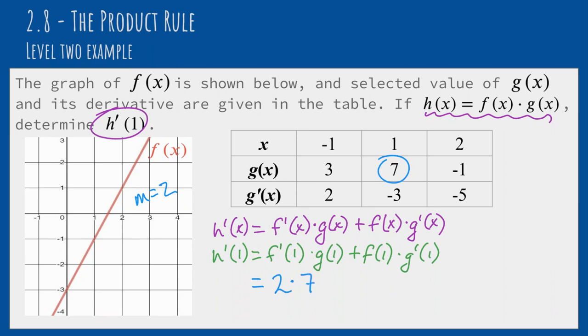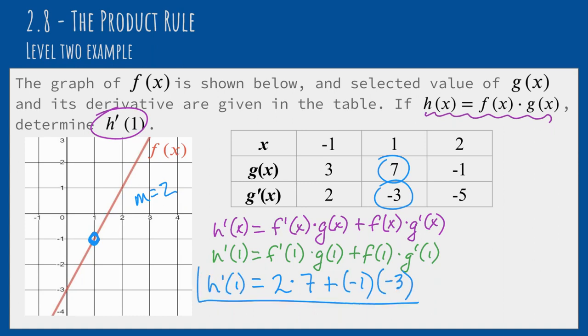So that's going to be times 7 plus f of 1. So f of 1 is just the value of the function at 1, which in this case is negative 1, and g prime of 1. G prime of 1 is going to be negative 3. And at this point, we can actually just box that and be done. Remember, if you have a numeric expression that would simplify to the right answer, you can be done. I'll go ahead and simplify it though. So we have 2 times 7 is 14, plus 3 is going to be 17.